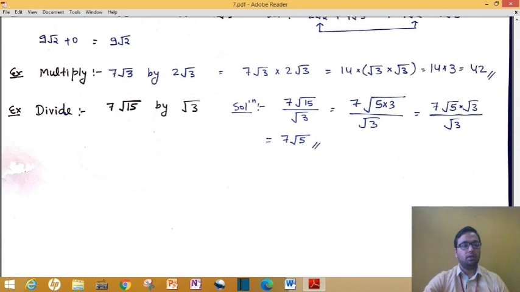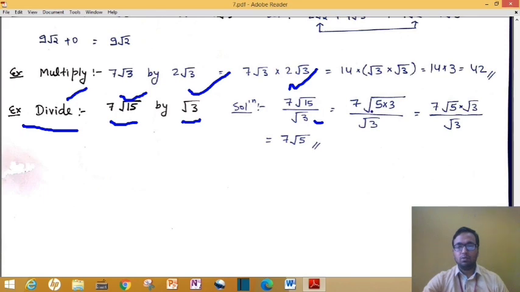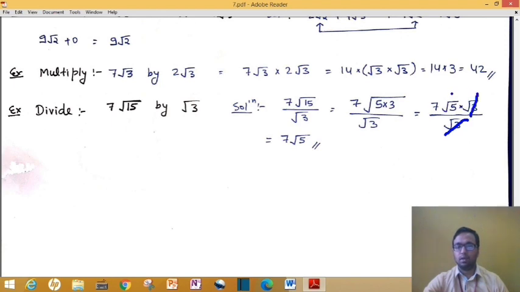Now we have one more question, division, which we can also perform on irrational numbers. 7 root 15 is one number and root 3 is the second number. We have to divide 7 root 15 by root 3. So we write 7 root 15 upon root 3. Now root 15 can be written as 5 into 3, so we can separate these two numbers like this: root 5 into root 3. This root 3 and this root 3 will cancel out together, so our answer will be 7 root 5.